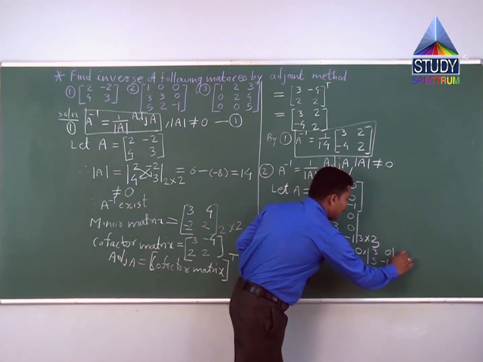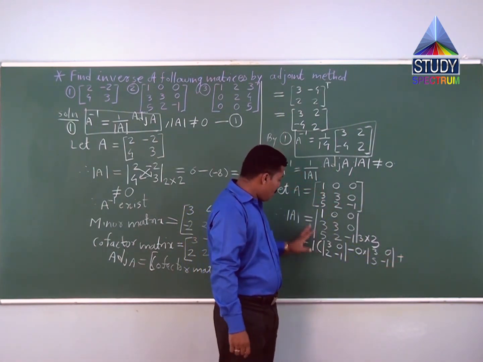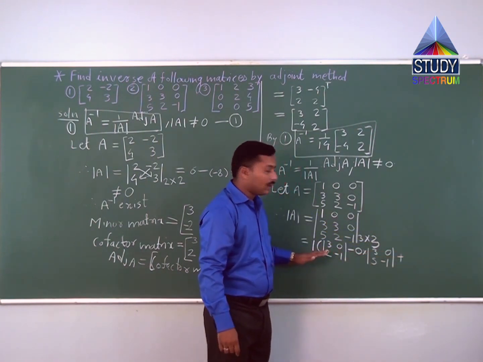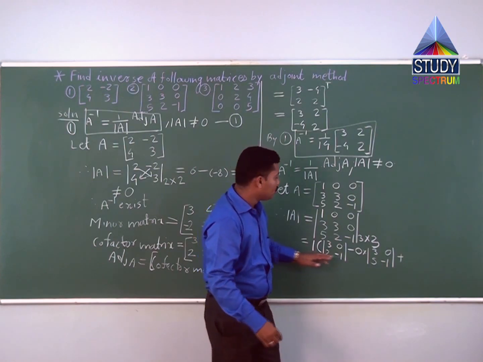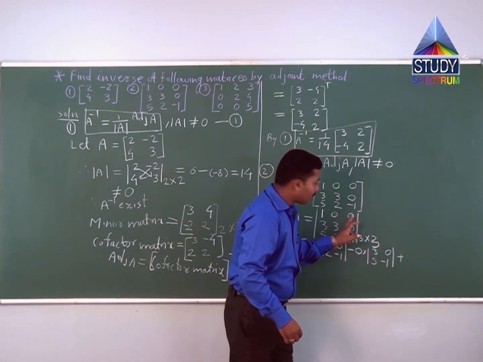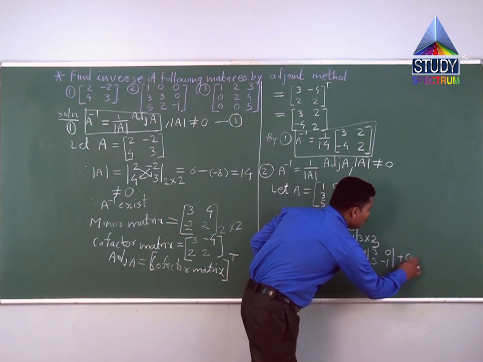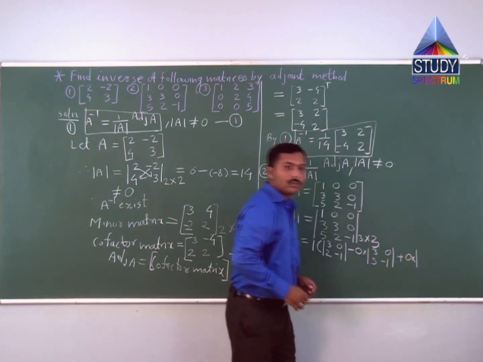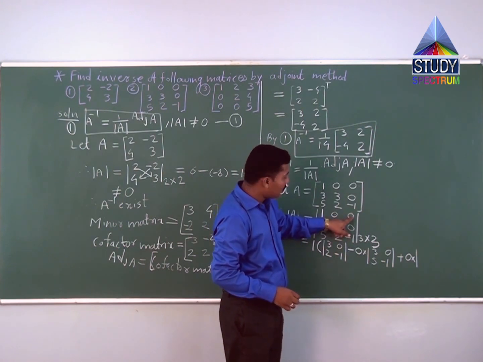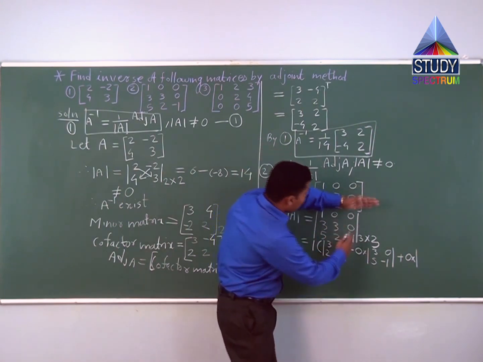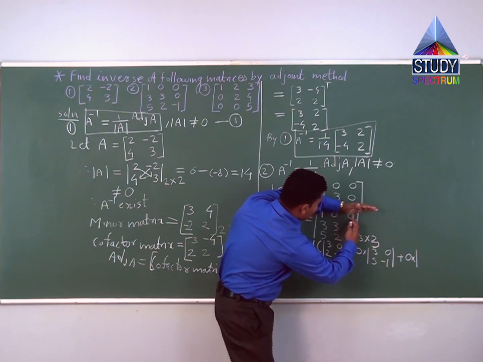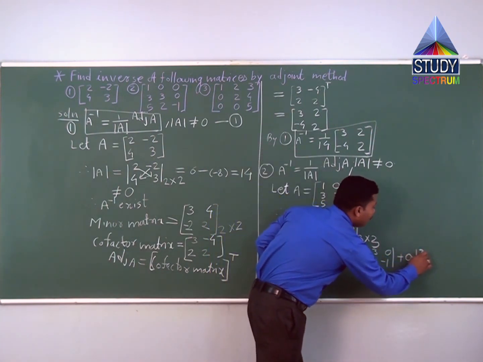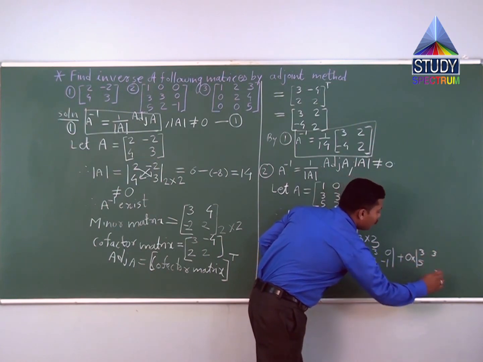Again plus. Carefully listen: positive, negative, positive, this is the arrangement of signs for a determinant. So plus the last third number of first row, 0, into minor of this third number 0. So row and column passing through this number 0 leaves 3 3 5 2.